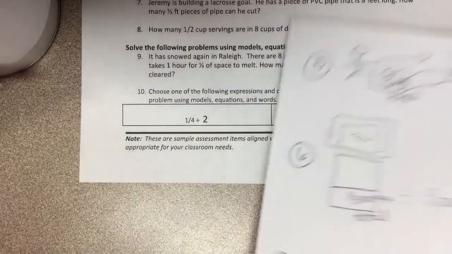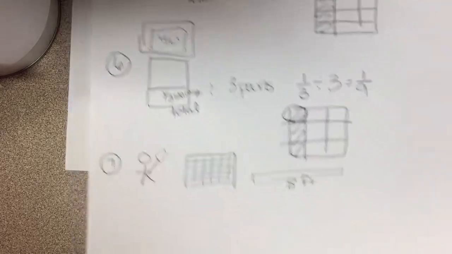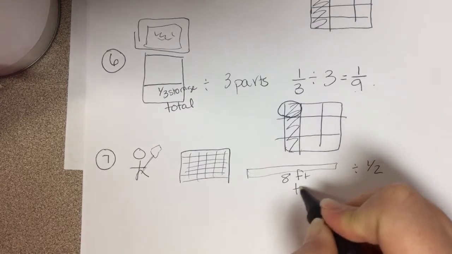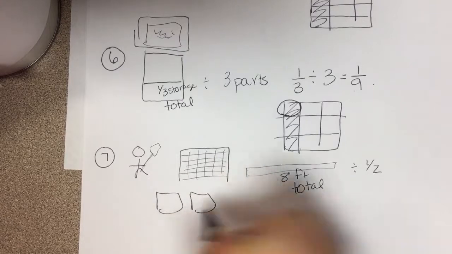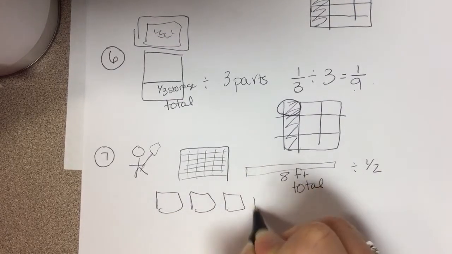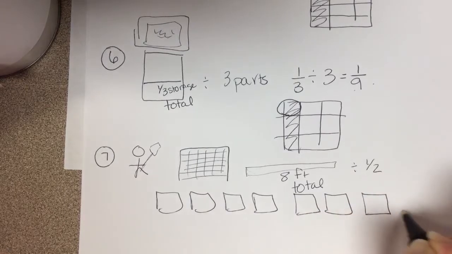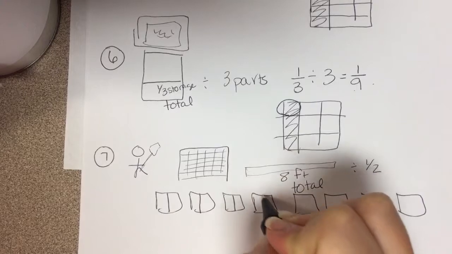It says how many 1/2 foot pieces can he cut? So he has to cut it into 1/2. This is the total. This is what he's starting with. So I'm going to go 1, 2, 3, 4, 5, 6, 7, 8. And I have to cut them into halves.